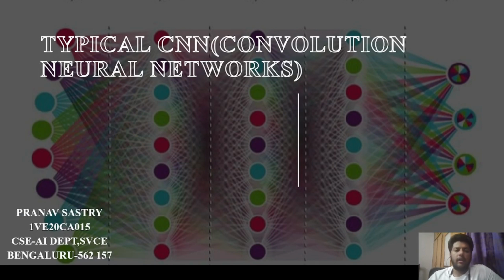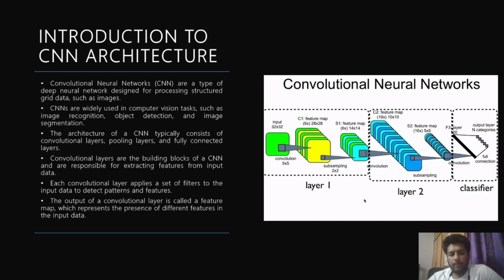This is Pranav, and in this video we'll be discussing the topic of typical CNN, that is convolutional neural networks. So coming to the introduction part, CNNs are a type of deep neural network designed for processing structured grid data such as images, and these are widely used, as we know, for tasks like image recognition, object detection, and then image segmentation.